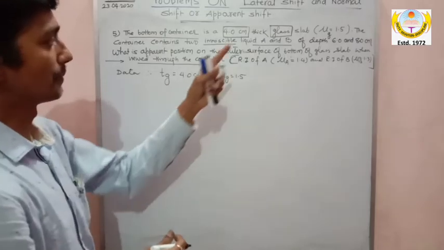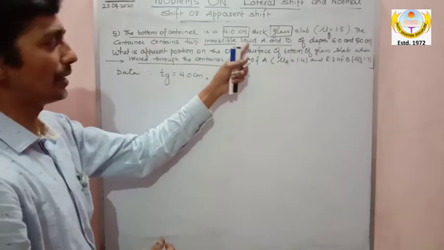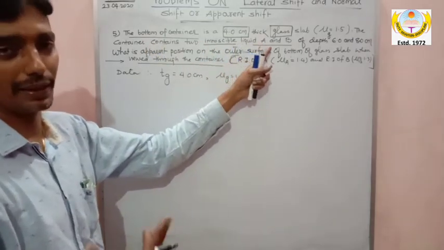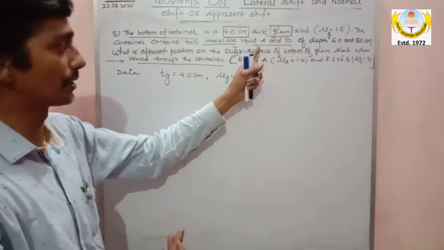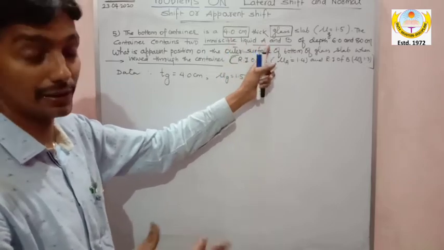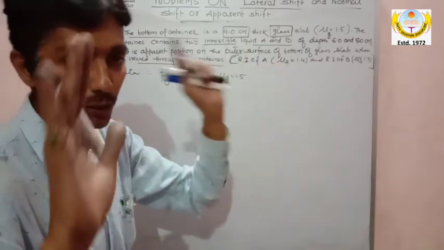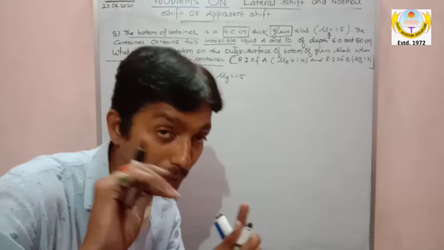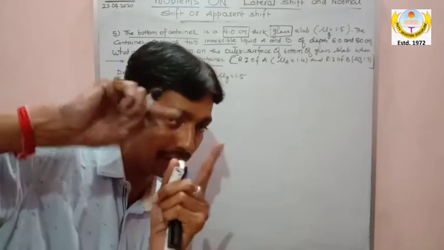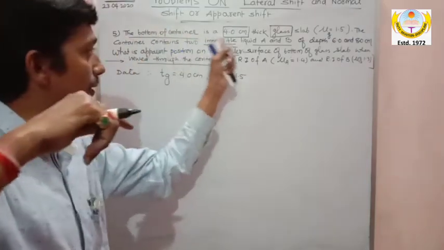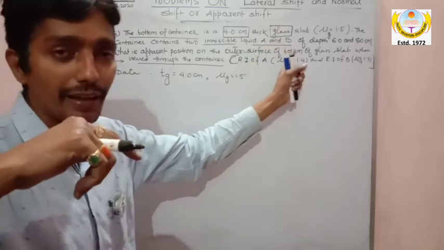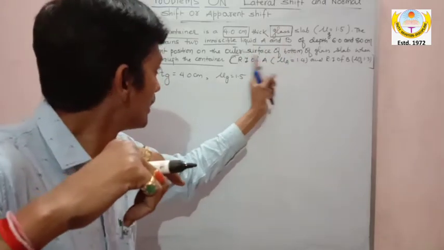I hope it is clear. The container contains two immiscible liquids A and B, which can be distinguished. I have to distinguish everything, to see how they look apparently when I look from the bottom of the beaker that contains them. I will see. Here is the question.